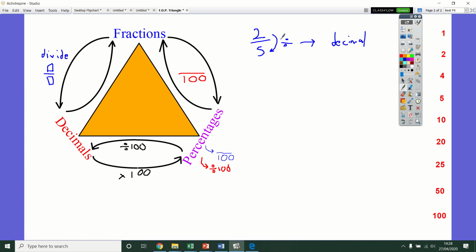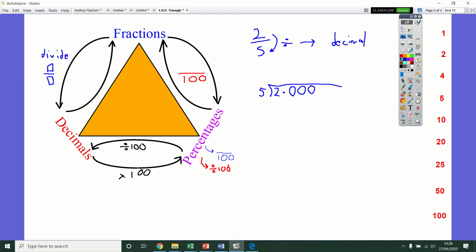What you might want to do, if you don't know what the answer is straight away, is do a bus stop. But you've got to make sure that the bottom number is being divided into the top number. You've probably seen this method before. 5s into 2 is a sum I want to do. I know I'm going to get some decimals after my answer, so I'm going to put some placeholder zeros on so I can deal with any remainders that I might get.